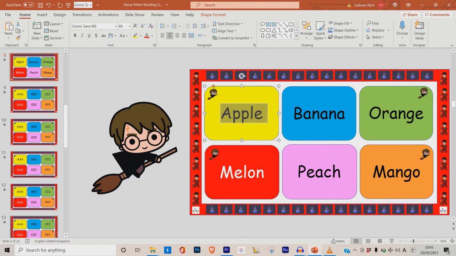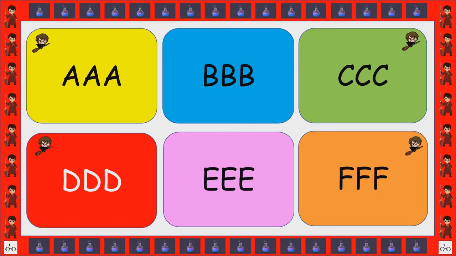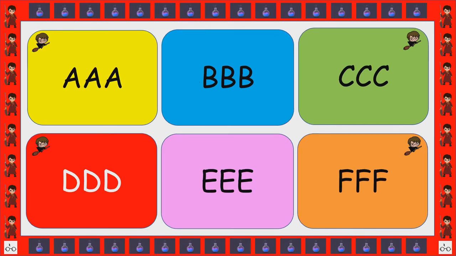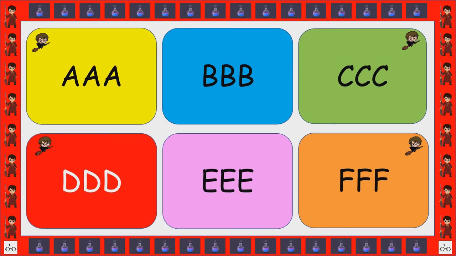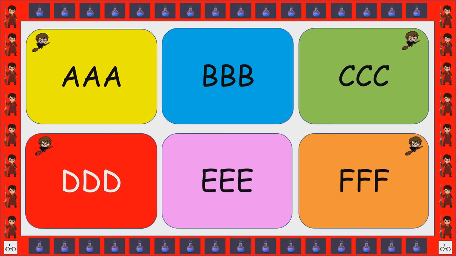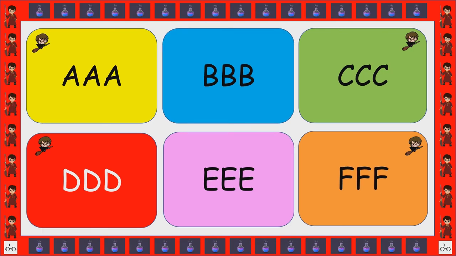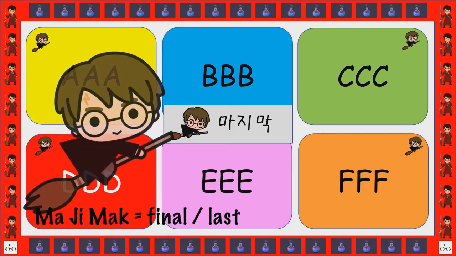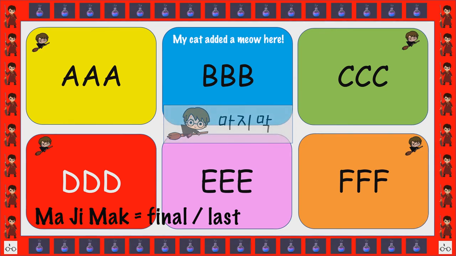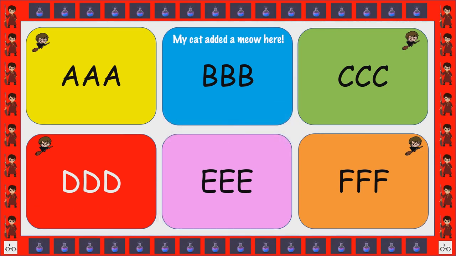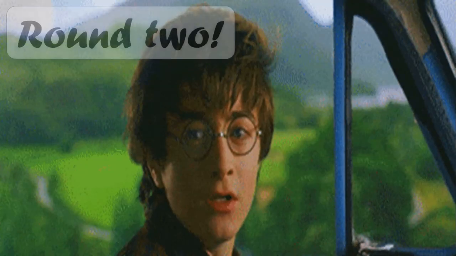And all you have to do is just keep going through each round. I think there's about 8 or 9 rounds in this one. So if I open it up again, there are different rounds. As this is just a template, you can see only A, B's and C's. And when you get to the last round, I put a little sign up, Magimac, which means the final one. And go ahead and play the final round.